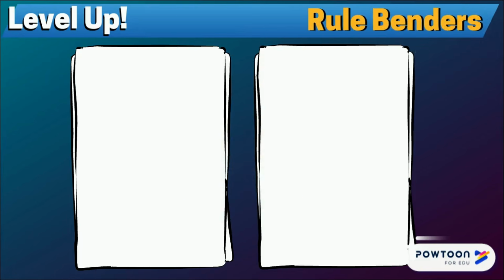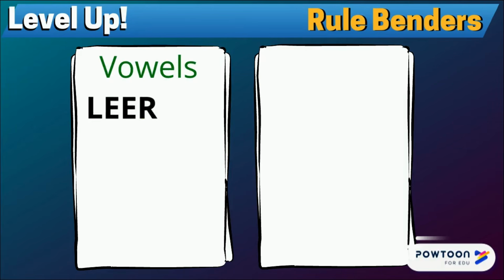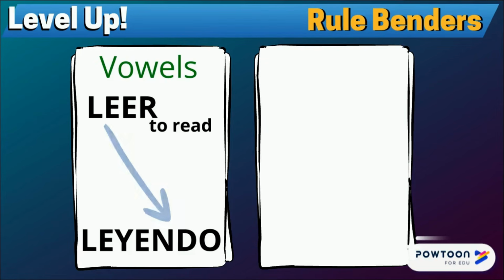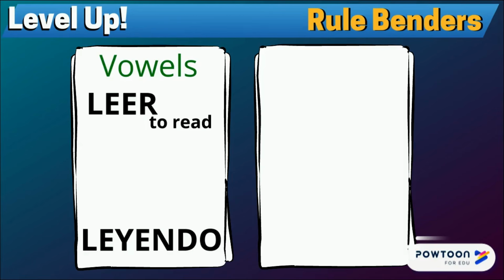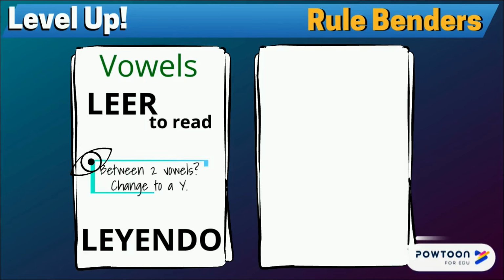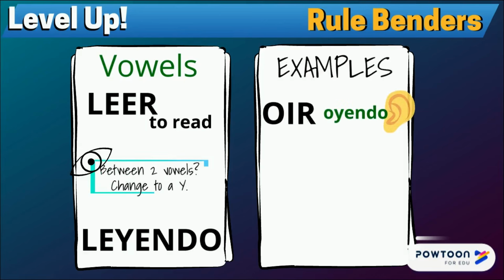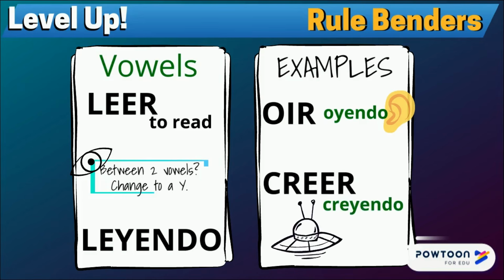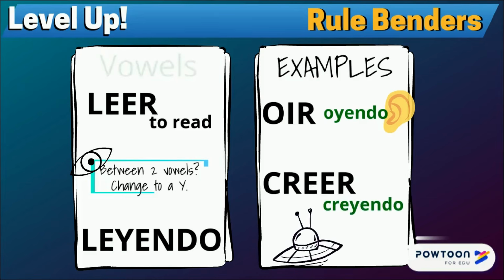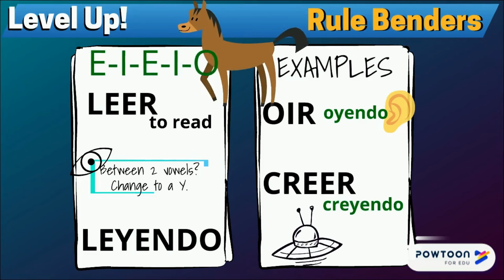Rule benders. We want to watch out for too many vowels in a row. The word leer, to read, for instance, would look like this after being conjugated. It bends the rules to change the I to a Y because otherwise there'd be too many vowels in a row and it would be too hard to pronounce. The actual rule is if an I falls between two vowels, it will change to a Y. Other examples are oír, to hear, and creer, to believe. Sometimes this is called the Old MacDonald had a farm rule, E-I-E-I-O.